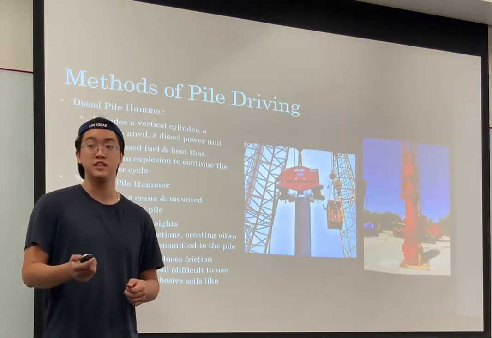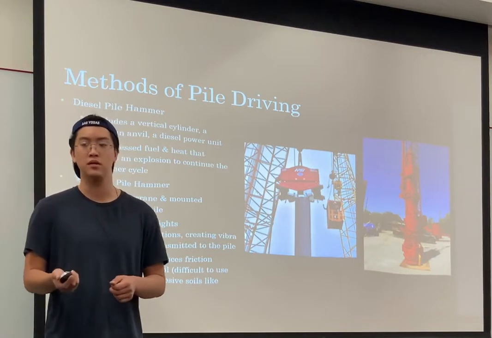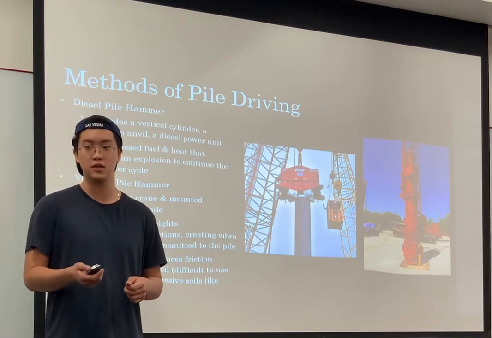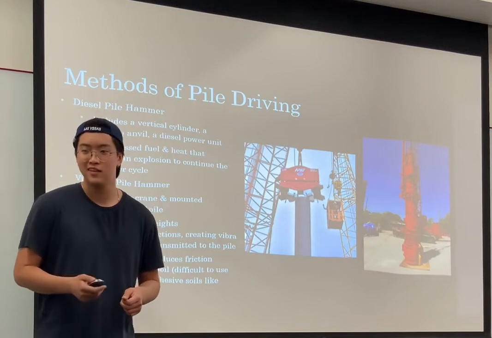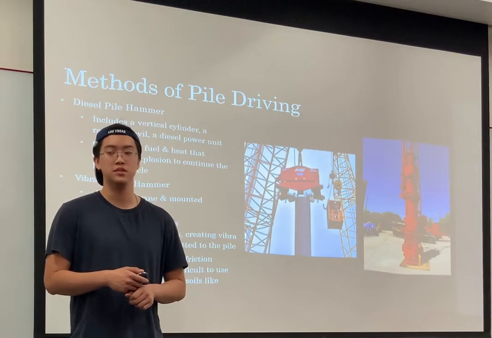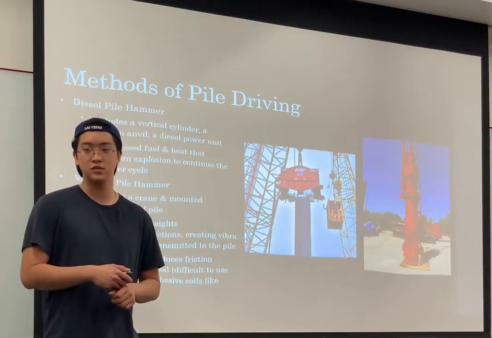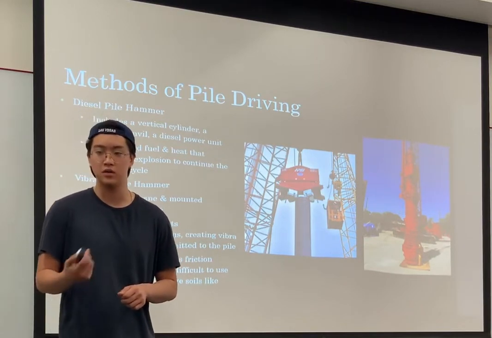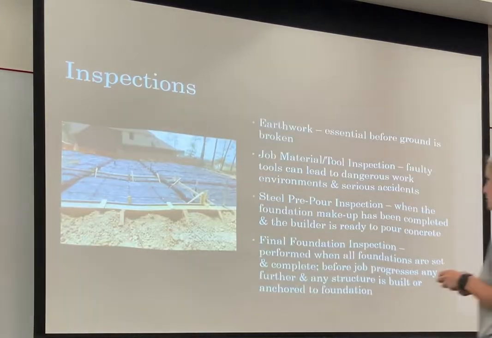Some further ones are diesel power hammers, which include a vertical cylinder, a ram, an anvil, and a diesel power unit. They use compressed fuel and heat that cause an explosion to continue the hammer cycle. There's also a vibratory pile hammer that's held by a crane and mounted on the end of a pile. The motor drives the weight in opposing directions, creating vibrations that are transmitted to the pile. This also agitates soils and reduces friction between the pile and soil, and it's also difficult to use in dry sand and cohesive soils like clay.